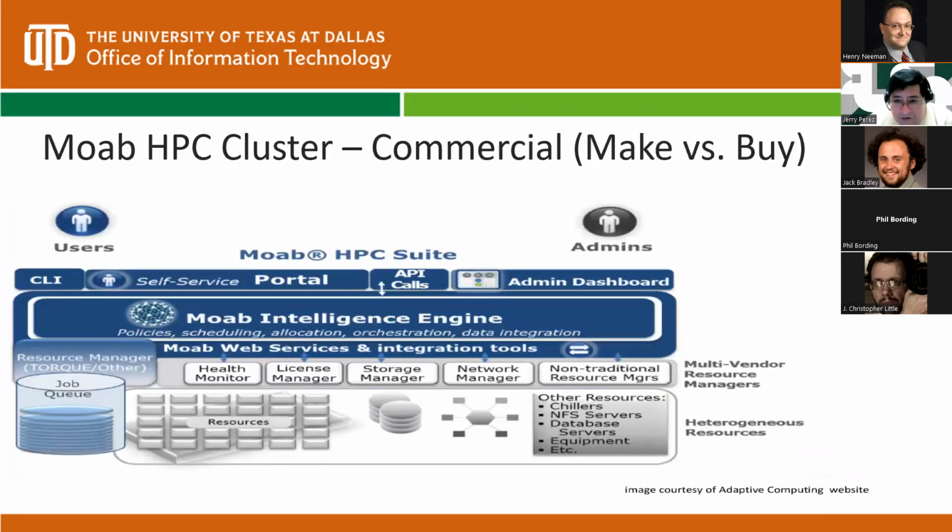Then there's a commercial option, which goes back to the whole make versus buy. And I think this is where Amazon and Google are starting to get a really strong foothold in this niche. And that is building a commercial cluster, either locally or on the cloud. In this case, you can use Moab on your local machines, and it's commercial. So it's basically a cluster in a box.